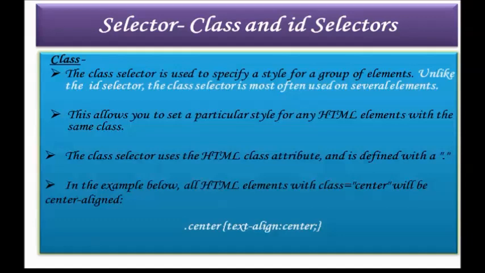But in case of class, you can use this class for several elements. This allows you to set a particular style for any HTML element with the same class. The class selector uses the HTML class attribute and is defined with a dot symbol. In case of ID, it starts with a hash symbol, but in case of class, it starts with a dot symbol, a period. In the example below, all HTML elements with class equal to center will be center aligned. Dot center is a user defined selector, it's a class, followed by open and close curly braces, then comes your property value.